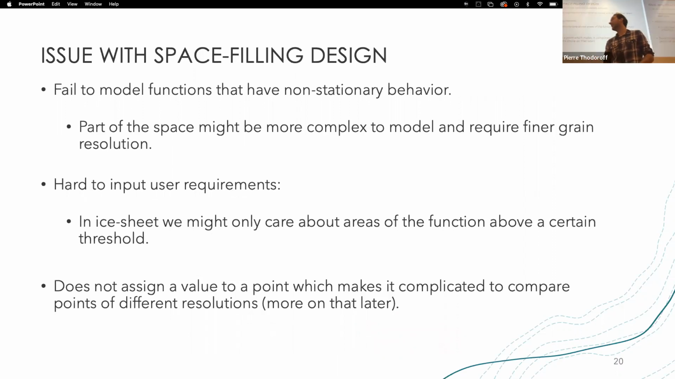But the issue that you might encounter with space filling design is if your function has very high frequency elements that happen in parts of the space, then you might want a lot of points in this specific region. And so it's quite interesting to be able to build a model of the function to be able to say, oh, interesting things are happening in parts of the space, I want lots of points. And you won't really be able to do that with the space filling design. The other thing, if you don't build a model of the function, is it's hard to input user requirements. So let's say I only care about contribution to sea level above 300. With the space filling design, you're just going to choose points, but you don't know what the output values are. And so that's not really going to be helpful to decide interesting points.